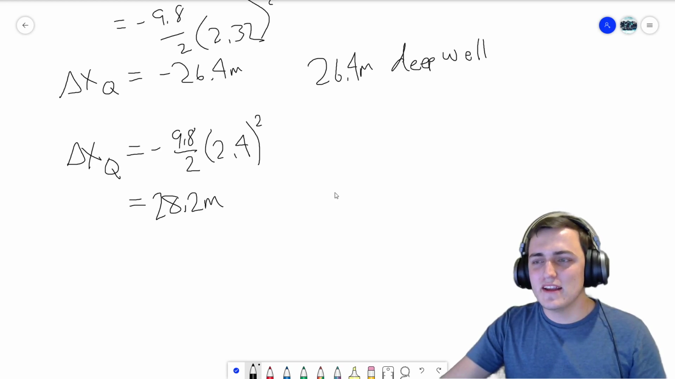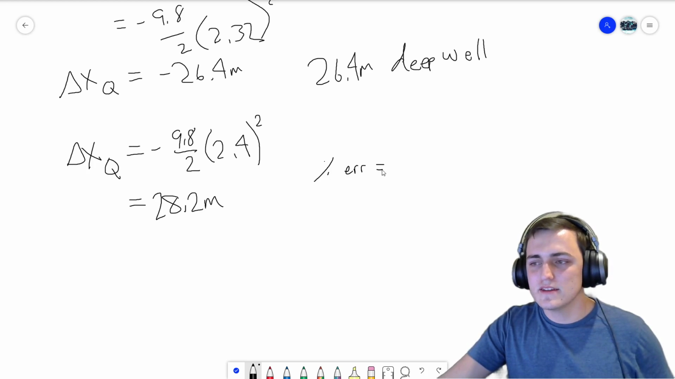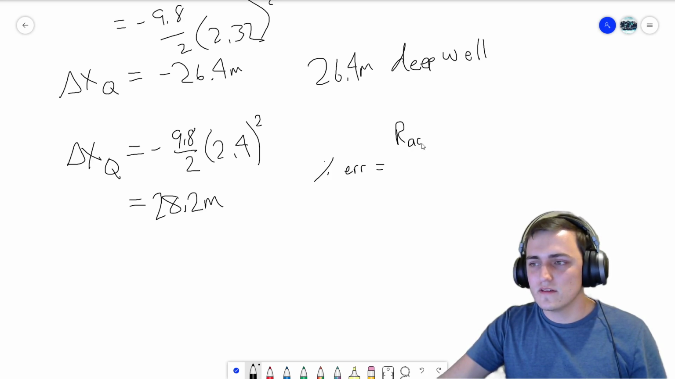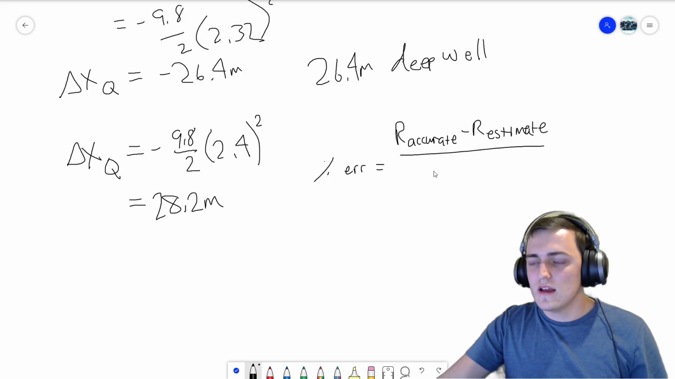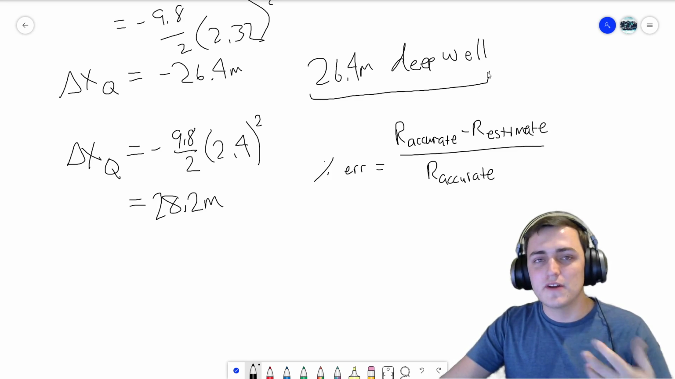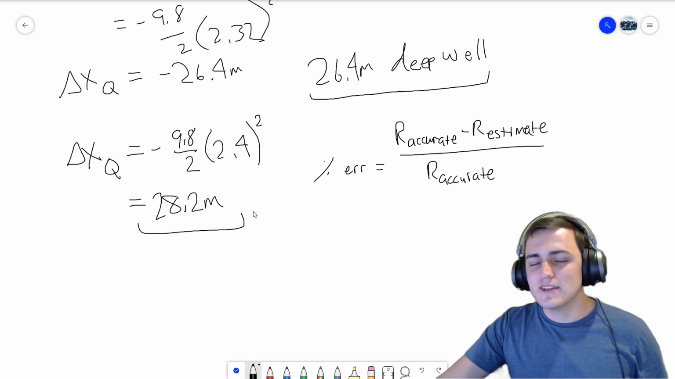So how do we find the percent error? Well, the definition of a percent error is your change in results. So your result accurate minus your result estimate. So the difference between the two results, and you're going to divide that by the result accurate. So which is the accurate result and which is the estimate? Well, 26.4 accounts for the sound wave. It's more accurate. That's going to be our accurate result. And 28.2 is our result estimate.